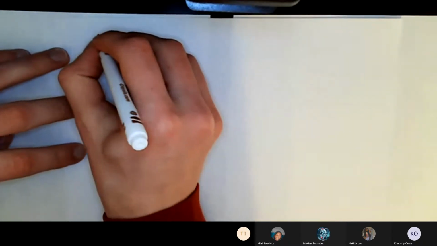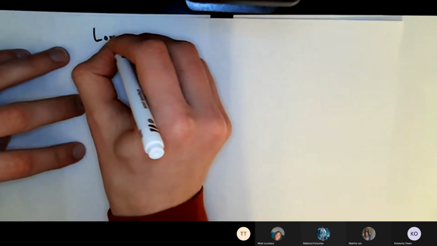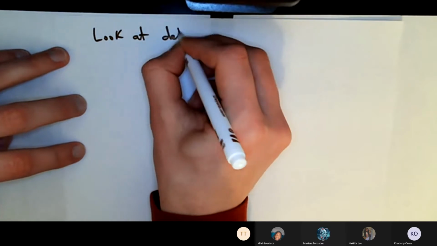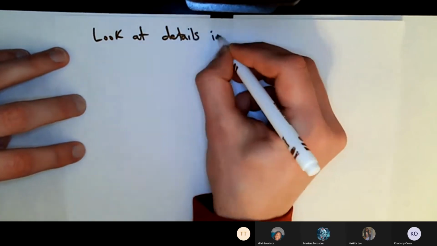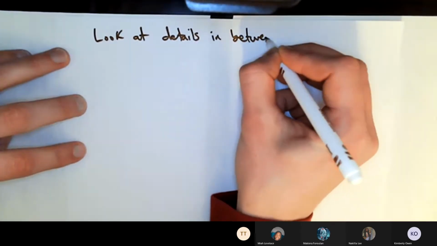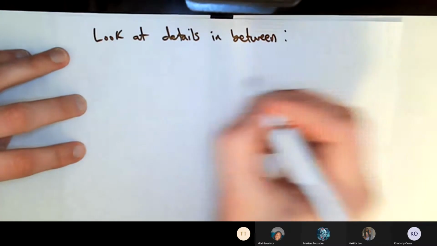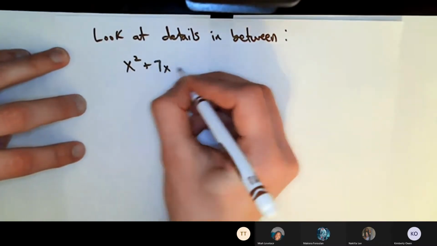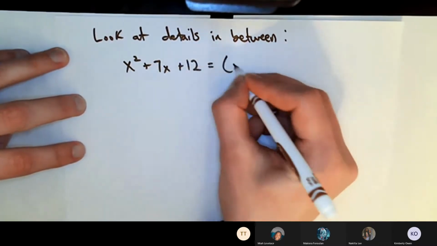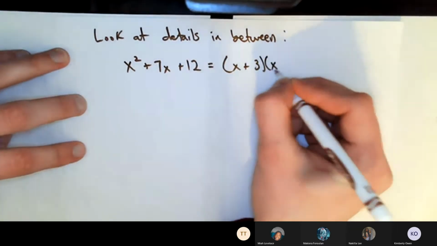Let's talk about those details in between. Let's work with the x squared. So let's look at details in between. Considering x squared, the first one we wrote, plus 7x plus 12 is equal to x plus 3 times x plus 4.